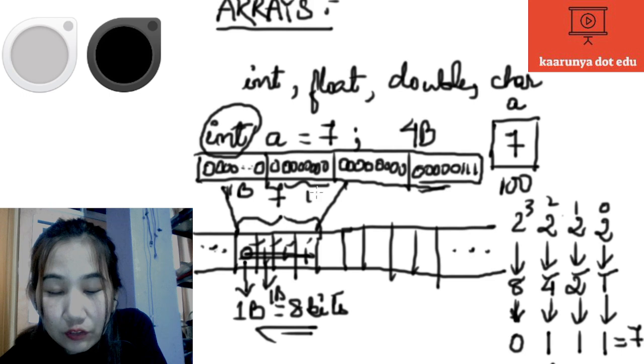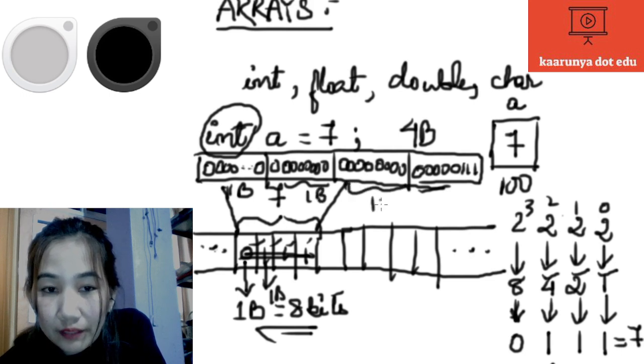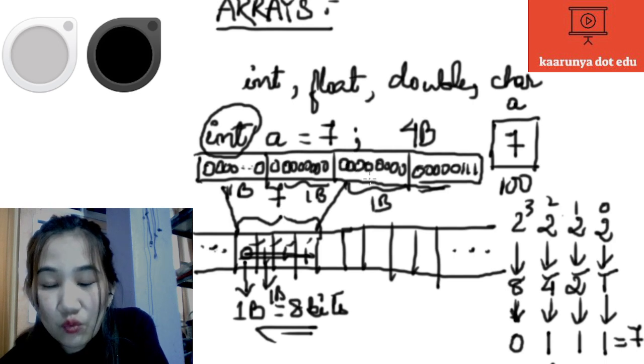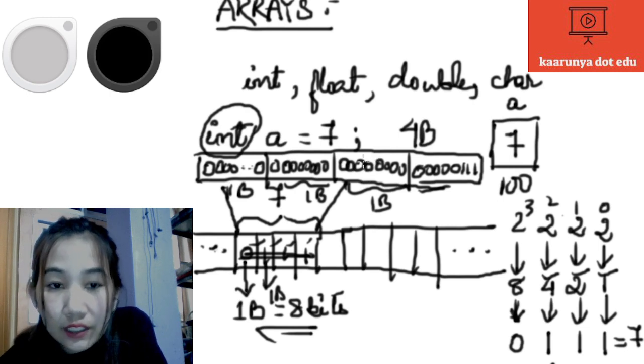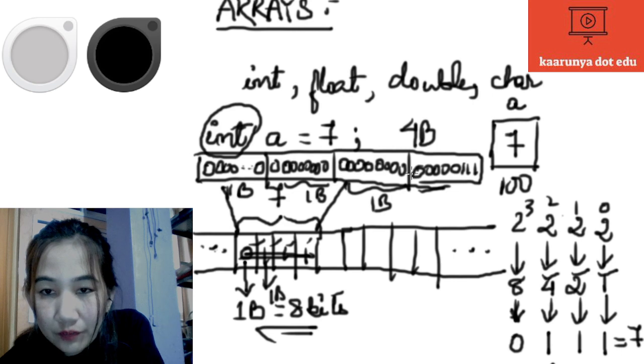This is nothing but 1 byte. So here it is occupying 8 zeros. Why? Because we have 8 bits. That is the reason why here the number of zeros is 8. This is the way your number 7 is going to be stored inside the computer's memory, right?